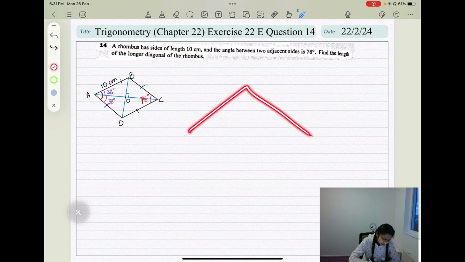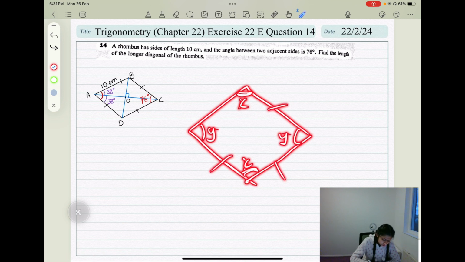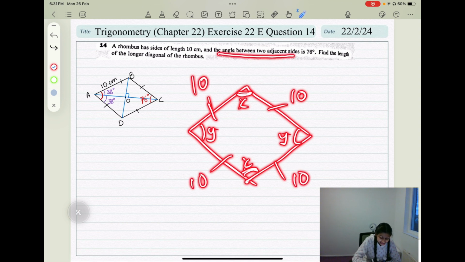A rhombus is basically a parallelogram, that is a figure in which the opposite angles are equal to each other and the opposite sides are equal to each other, but in a rhombus all the sides are equal to one another, and in this case they are all 10 centimeters each. Now, the angle between the adjacent sides is 76 degrees.